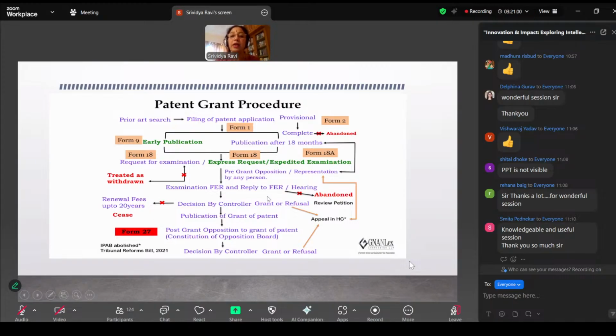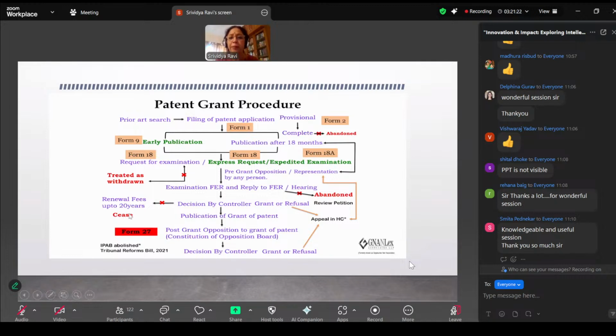Now, what happens if you do not reply to the FER? Again, your case becomes abandoned. And after the reply to the FER, if the patent office or the patent examiner refuses your patent, you can appeal, you can file a review petition, or you can appeal in the high court.